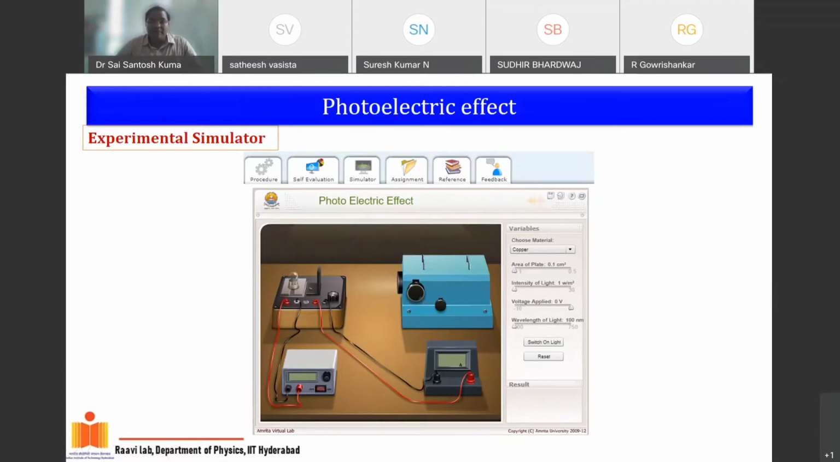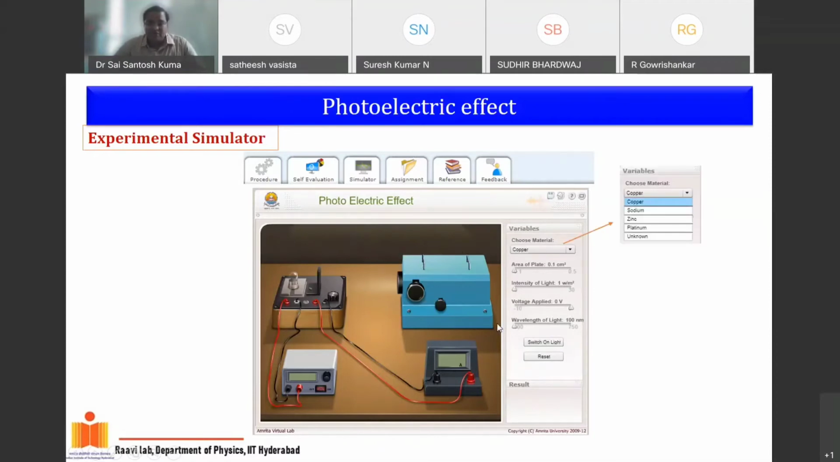So one can play with the intensity to understand its effect on the photoelectric effect. The voltage applied can be varied. Of course, this is the most important thing for us. You can vary the voltage to obtain the stopping potential. What is stopping potential? It is where the current becomes zero. And then you vary the wavelength of the light. So these are the various things you have.